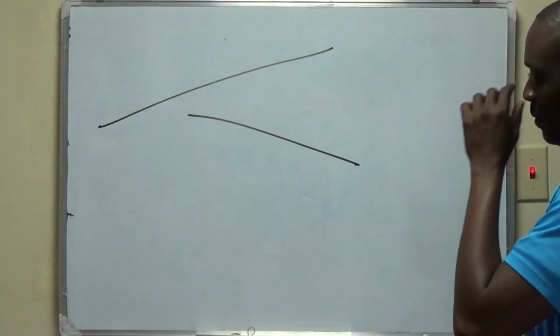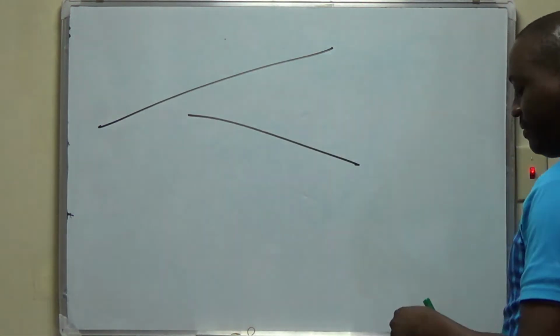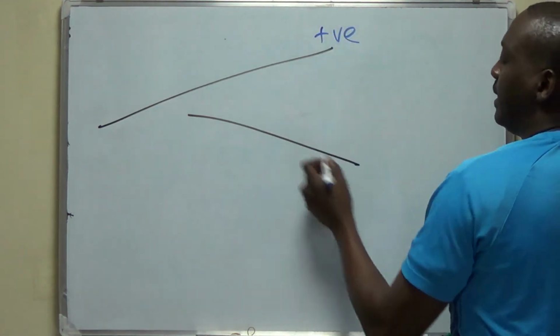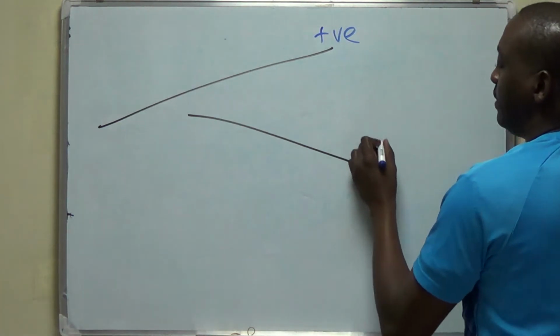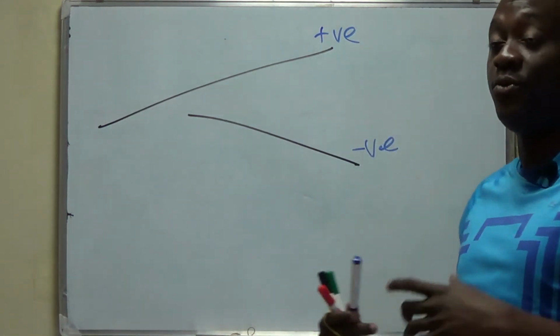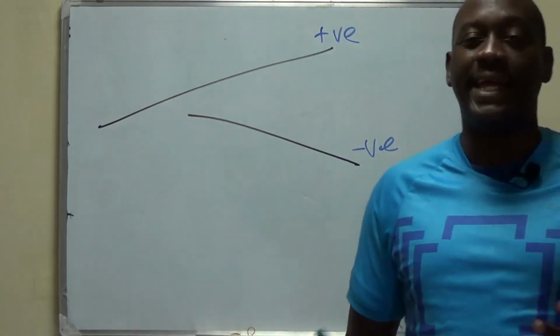Alright, so a gradient running like this would be a positive gradient, right? And a gradient running like this would be a negative gradient, right? This is what I like to refer to as the orientation of the line. So a line is no longer just a line.